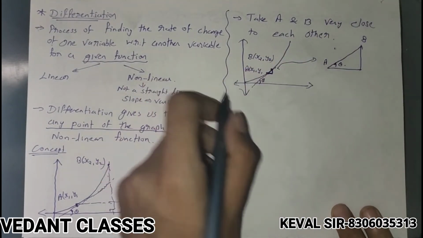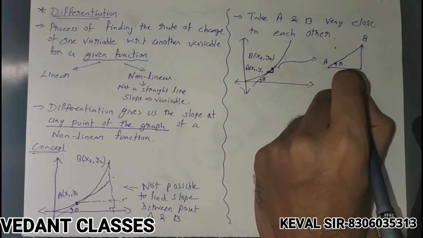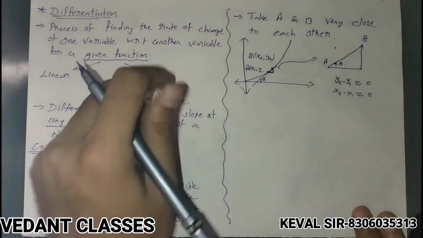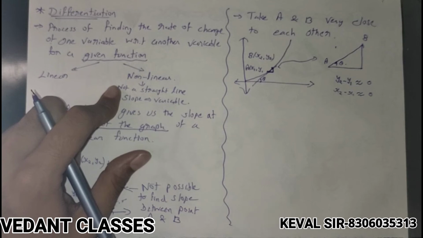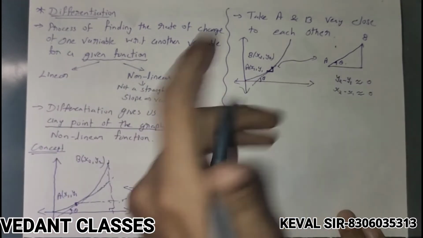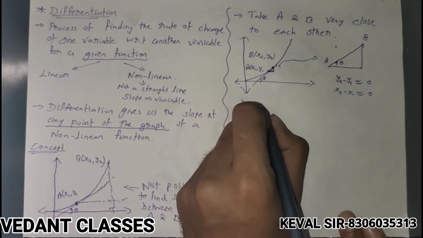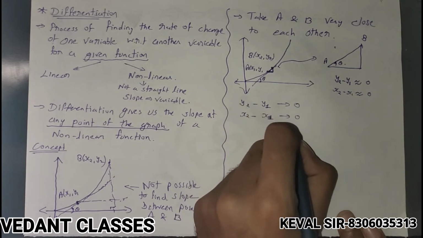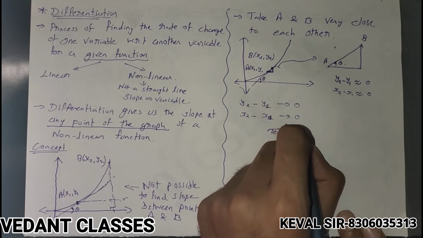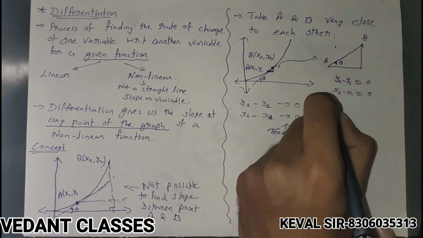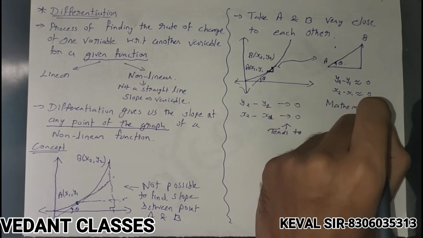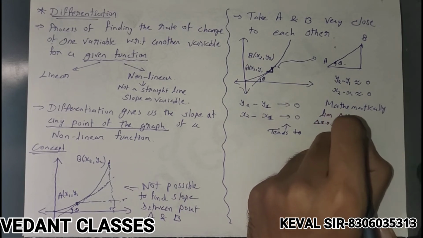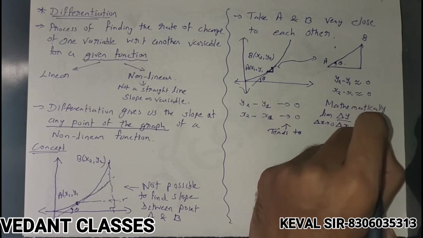Now here you can see that the difference y2 minus y1 is approximately near to 0, and x2 minus x1 is also somewhat near 0, because these 2 points are so near. So the difference between these 2 points is very small, and it is near to 0 somewhere. So we can technically write this as y2 minus y1 tends to 0 and x2 minus x1 tends to 0. This symbol is read as tends to 0. So mathematically we can write it as, when the limit of delta x tends to 0, the change in y to change in x will be written as dy by dx.